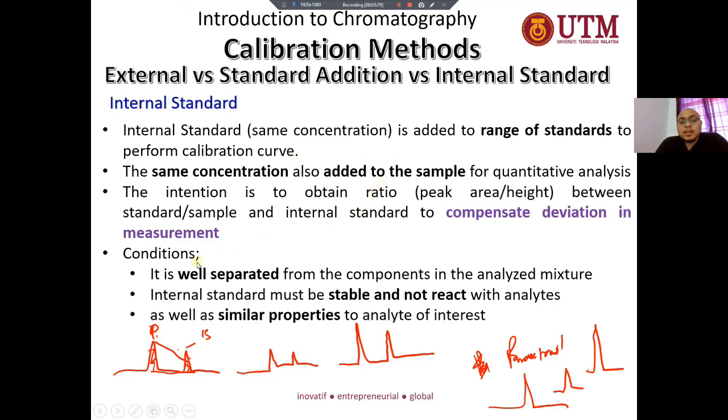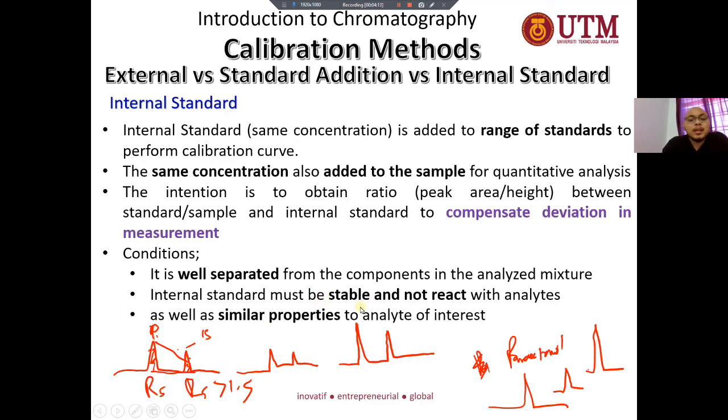There are conditions for the internal standard. It must be well separated from the components in the analyzed mixture. We already learned about the Rs value, right? As long as the Rs value is more than 1.5, the internal standard can be accepted. The internal standard must be stable and must not react with the analyte. And the internal standard must have properties similar to the analyte of interest.